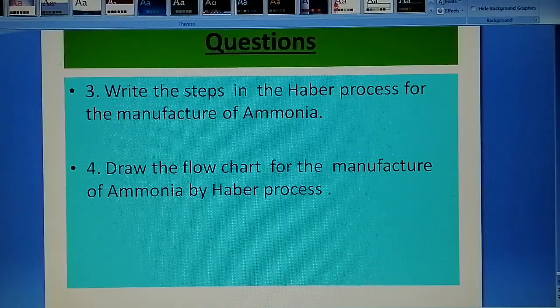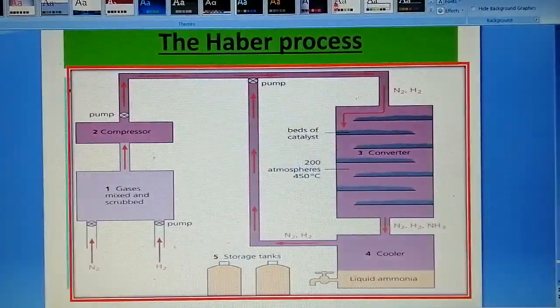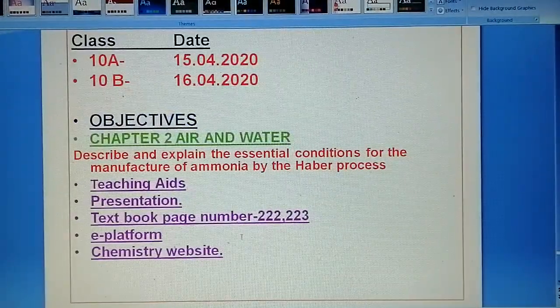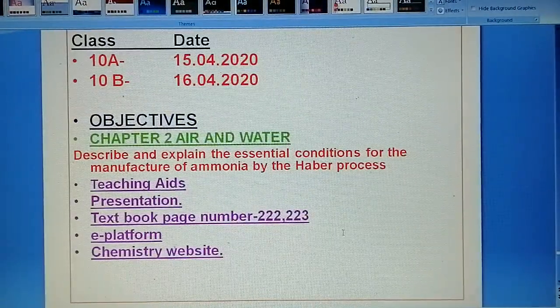Draw the flow chart. Draw the flow chart means this one. You can see this on page numbers 222, 223.